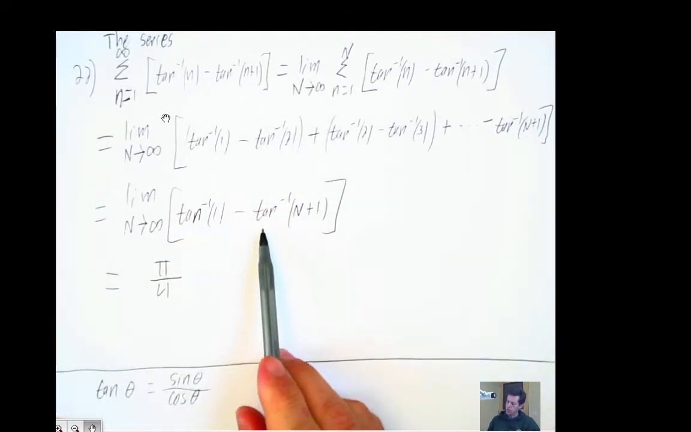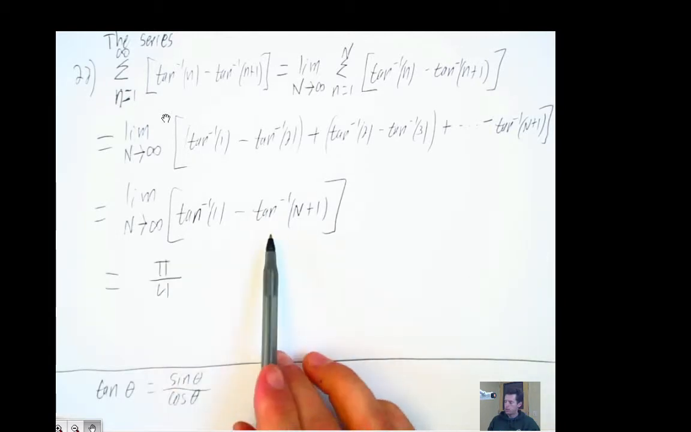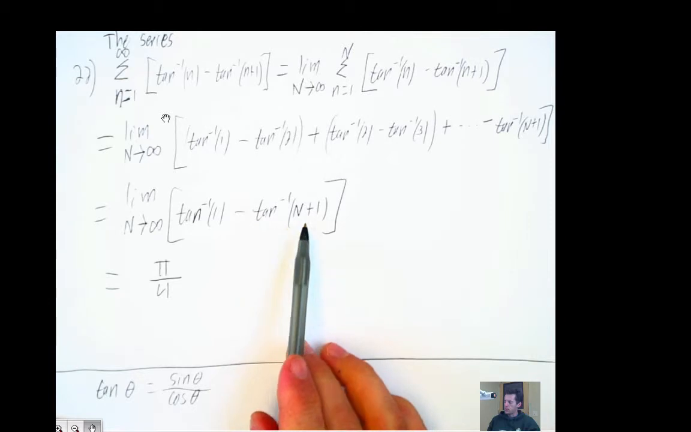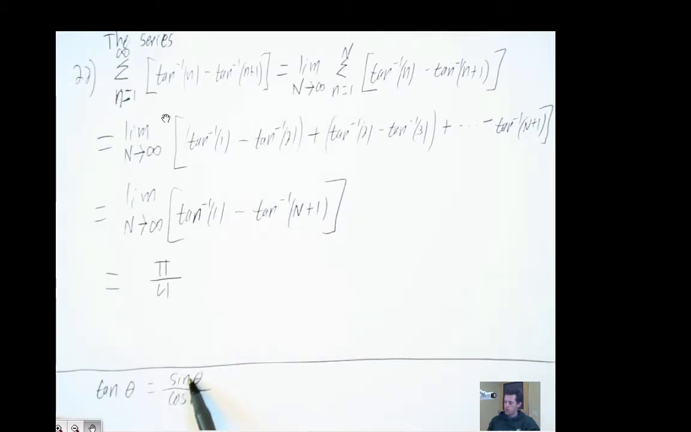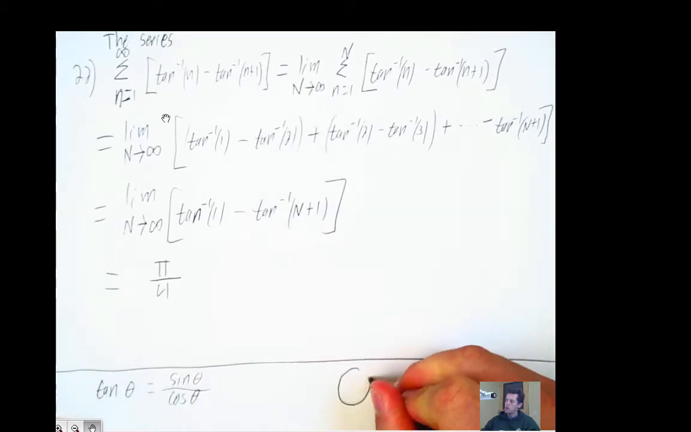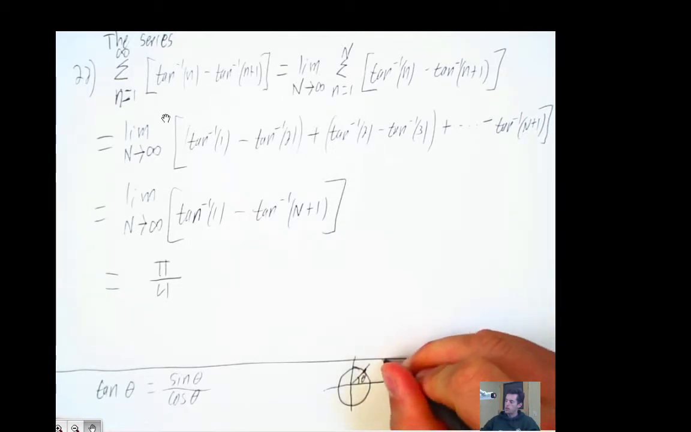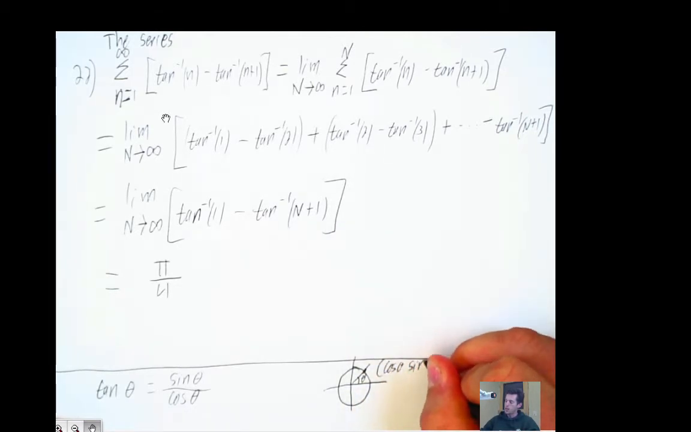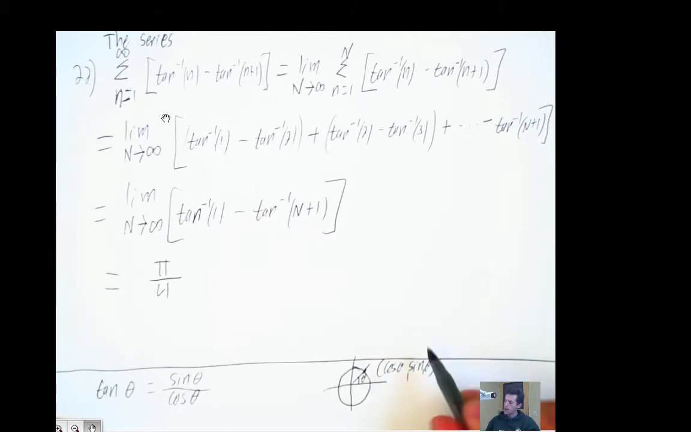All right, now tangent inverse of n plus 1, and the limit as n goes to infinity. So at what angle does tangent become really, really big? Well, sine never gets particularly big, so how do I make this ratio big? It's when cosine gets close to 0. So when cosine's close to 0, thinking about the unit circle, the theta right there, this point right there has coordinates cosine theta, sine theta, and the x coordinate is cosine theta, the first coordinate. That would be 0 at pi over 2.